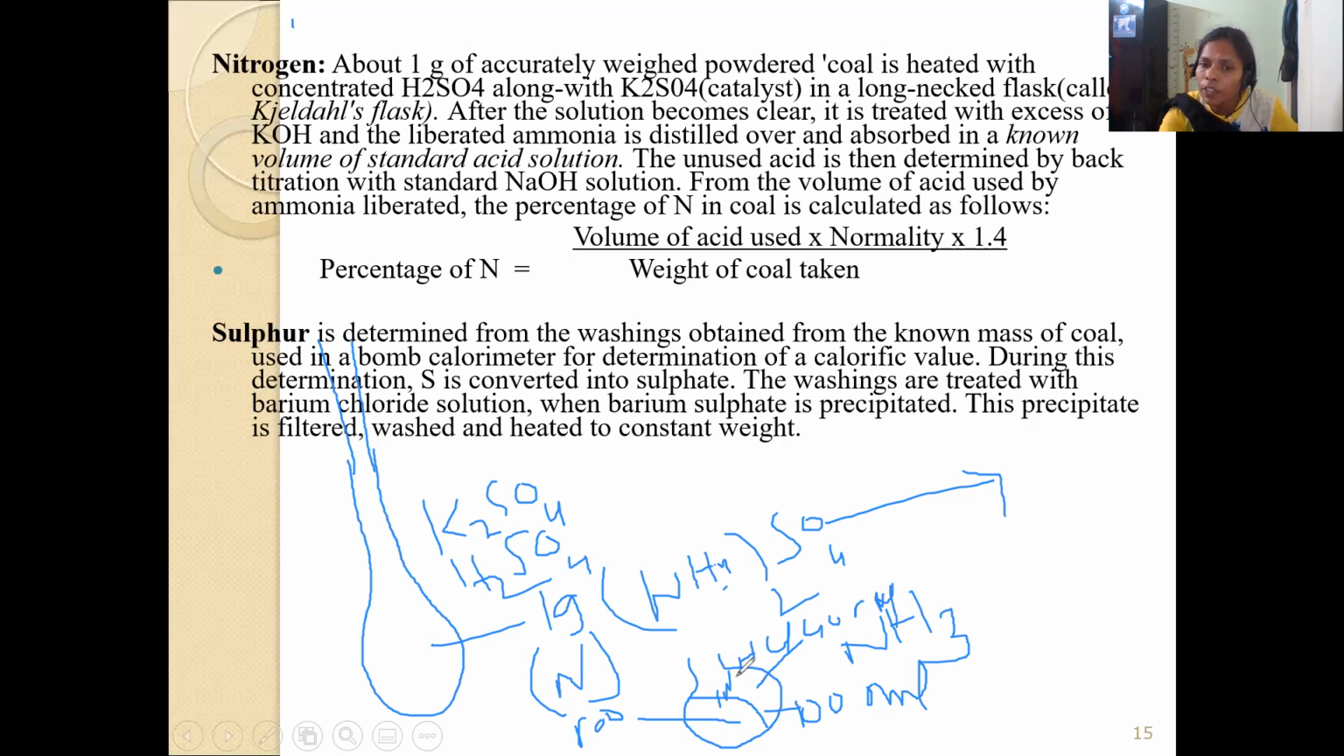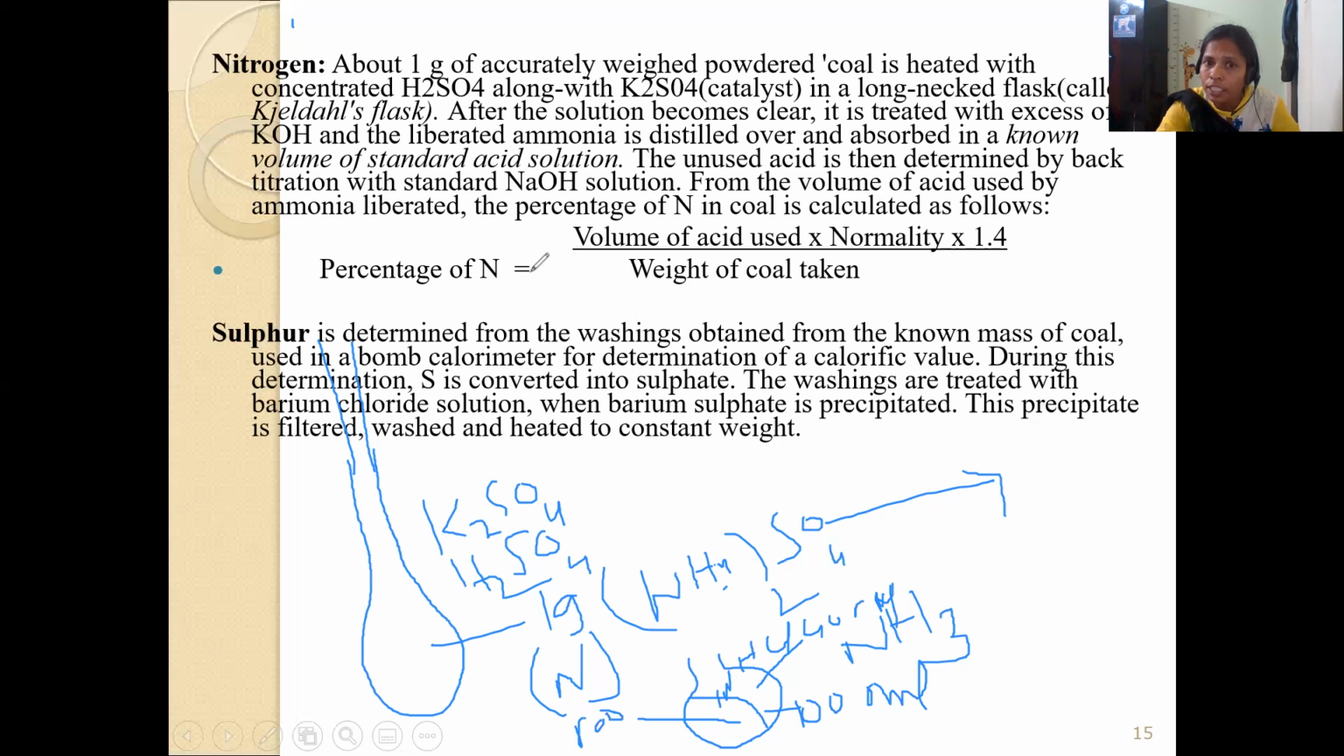So what is our duty? We have to remove this 400 ml, and keep this 600 ml to find out the nitrogen, because only in this do we have the ammonia. So from this we can find the percentage of nitrogen by titration. By titration, we can find out how much percentage of nitrogen is present in the coal sample.